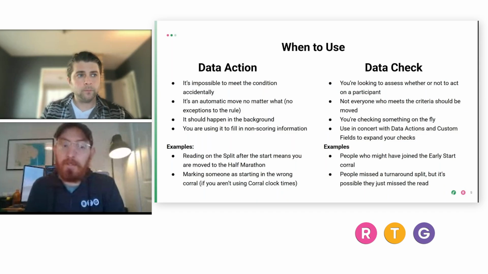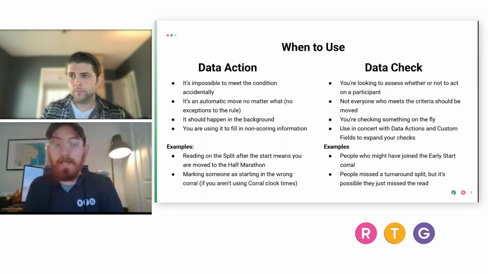So you could use a data action to set some data, a custom field maybe, and then have a data check based on that to say, hey, show me everyone who was seen on the marathon course based on there being a read out there at the split point for them. And you may want to use that for any number of different things. Some examples: people who might have joined the early start corral, or people who missed a turnaround split, but it's possible they just missed the read.